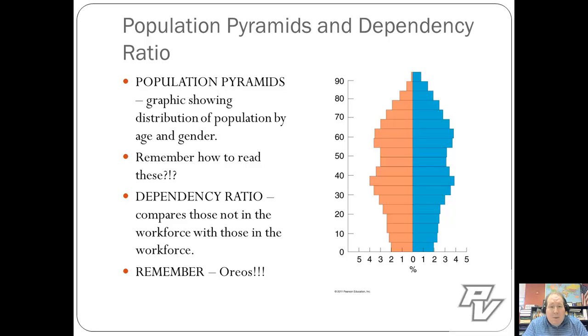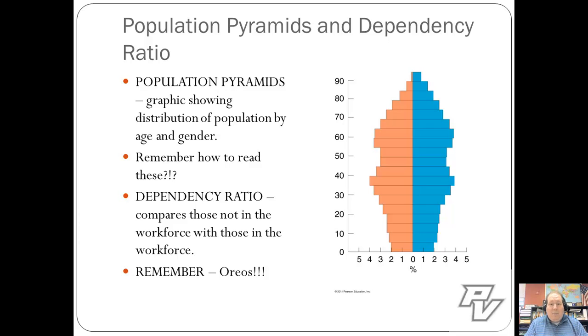Now, the dependency ratio is something we'll be able to calculate by looking at a population pyramid. It compares those who are in the workforce with those who are not in the workforce. When we talk about population pyramids and dependency ratio, remember we used an example in class of the Oreo cookie. Nobody buys the Oreo cookie just for the cookie. No offense, Nabisco, that's just the way it goes. People buy the Oreo cookie for the cream filling.